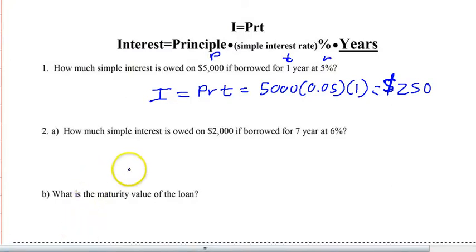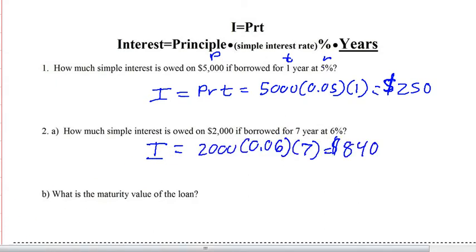Okay. So let me have you try one. Find the interest for $2,000 borrowed for 7 years at 6%. You just have to plug it in. So hit pause, plug it in, try it. All right, and you should have gotten $840. So if you have $2,000 at 6% for 7 years, then you're going to owe $840.